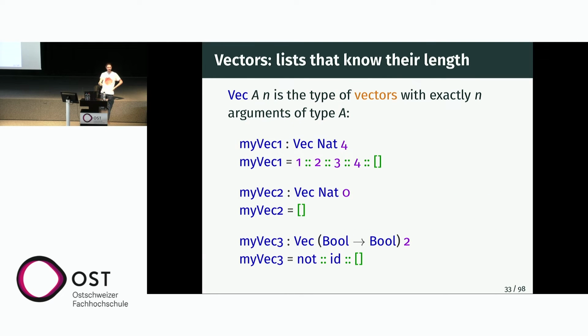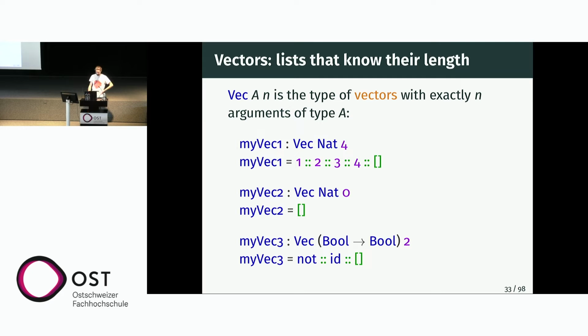So the standard example of a dependent type is this type of vectors, which are like lists, but with an extra argument that indicates the length of the list. So it's a dependent type indexed over a natural number, which represents the length. And here are some examples, right? We can have a vector of 4 natural numbers, so we have to give 4 of them. We can give a vector of 0 numbers, but it has to be the empty vector. And we can give a vector of functions as well, so here are 2 functions.